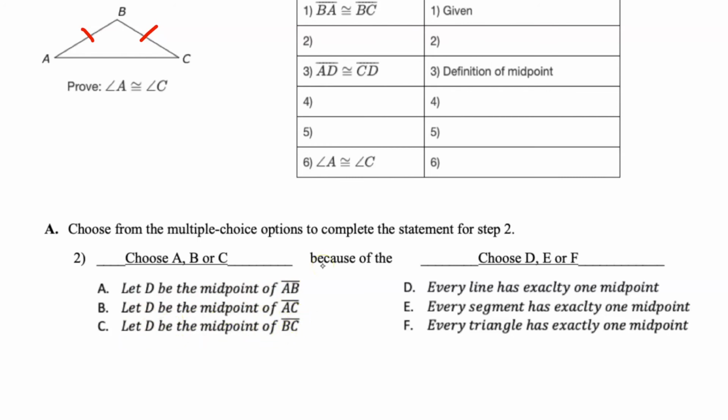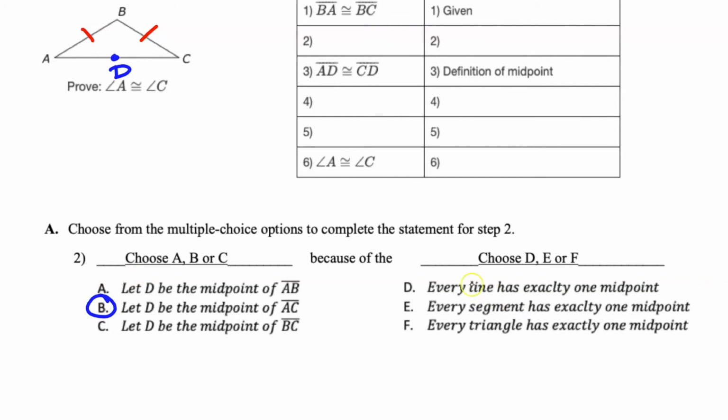Now, remember, sometimes when you are doing statements, you got to look to see what's coming next, right? What's coming next? AD is congruent to CD. So obviously, if I'm going to create some point D, it needs to be between A and C. So what we're doing is we're creating some point D. So therefore, it has to be the midpoint of AC. So the correct answer for the first one is B.